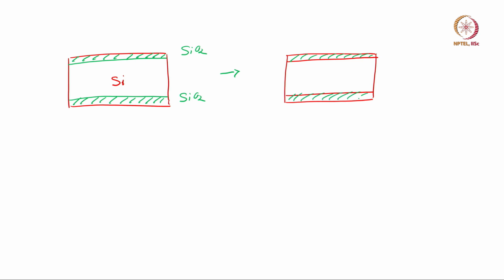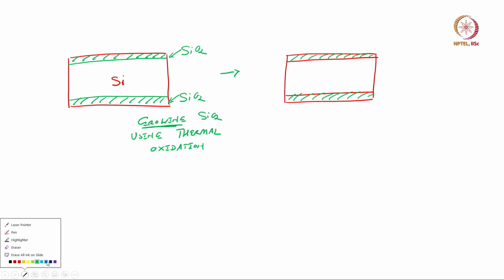Here we are depositing. For silicon dioxide, I have said that we are growing SiO2 using the thermal oxidation technique. Right, you understand the term growing. Now, the term I am using right now is depositing. So, now we are depositing a material onto the oxidized silicon substrate.